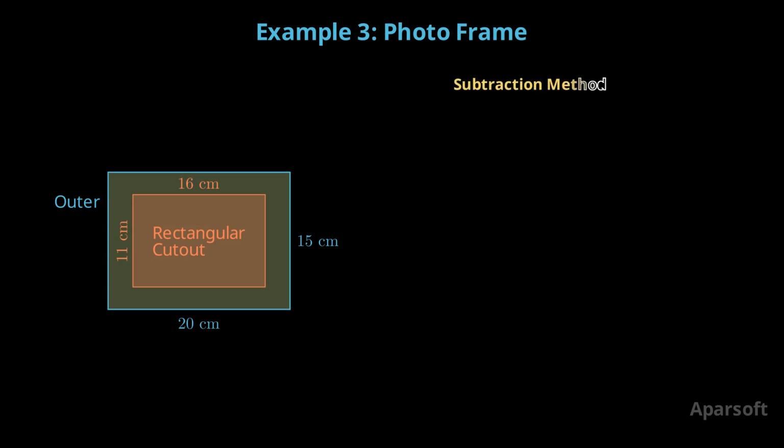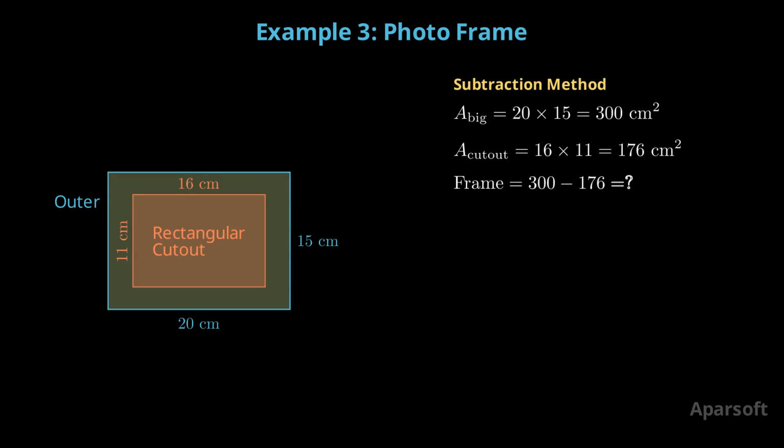Let's find out the area of the big rectangle first. 20 times 15 equals 300. And now the area of the rectangular cutout. 16 times 11 equals 176. Now we have the area of the outer rectangle as well as the area of the cutout. To find the area of just the frame, we subtract. 300 minus 176 equals 124 square centimeters. And that is our final answer. The question asked for the area of just the frame, and we have found it to be 124 square centimeters.